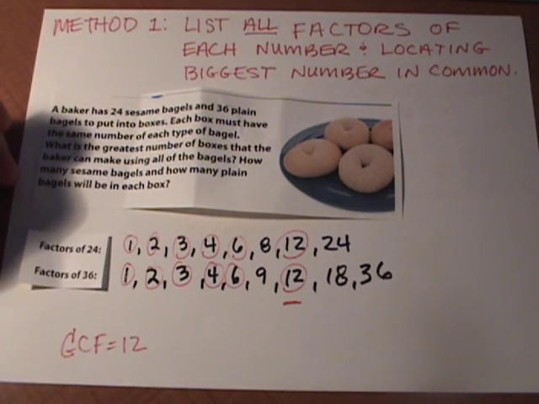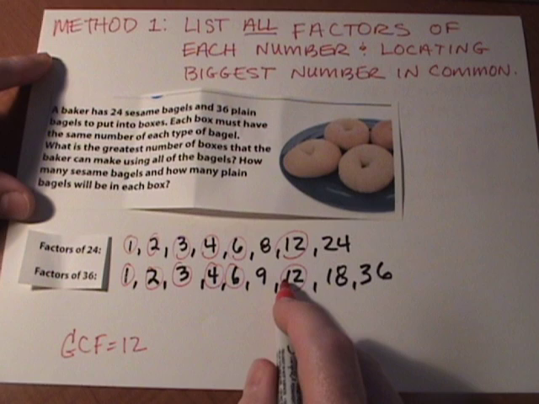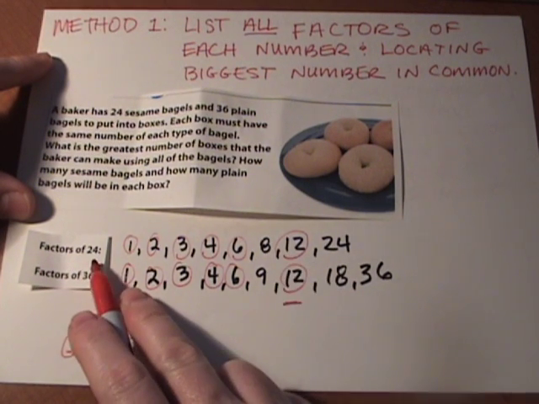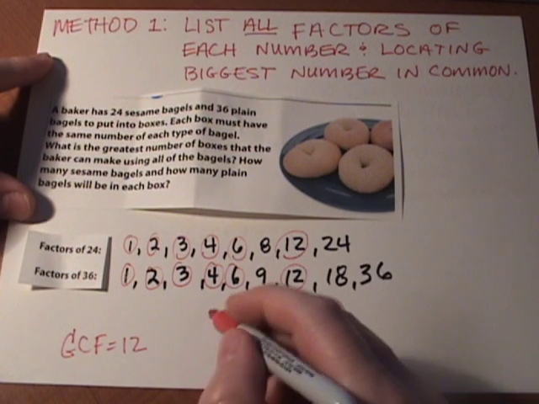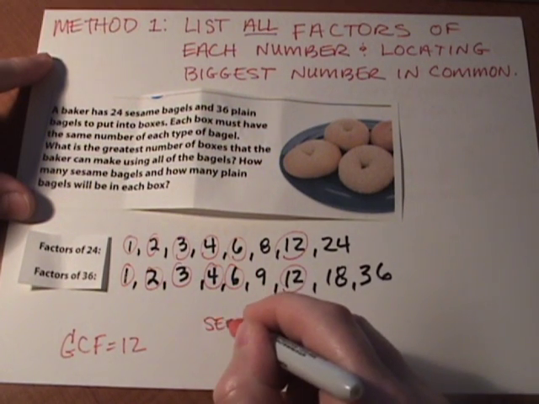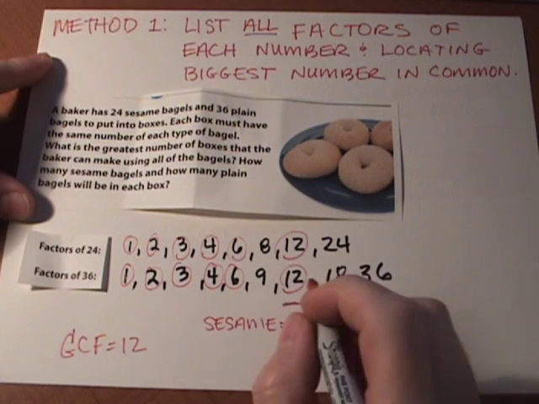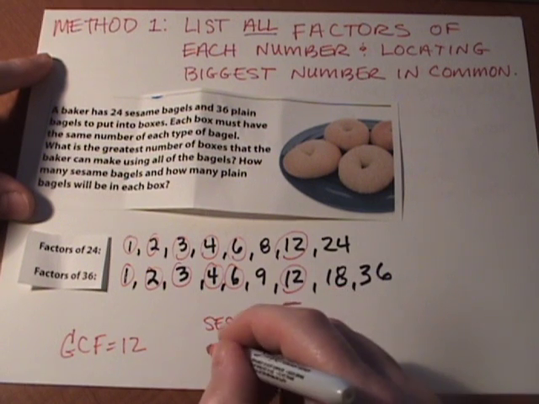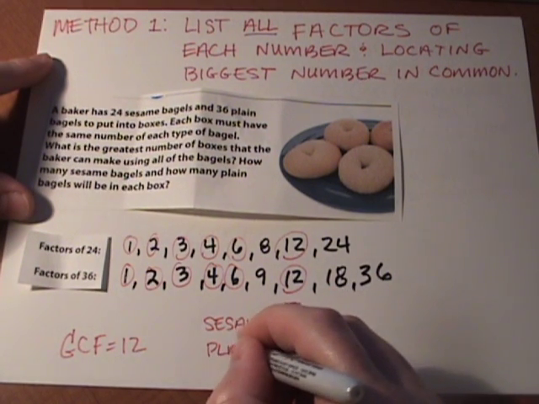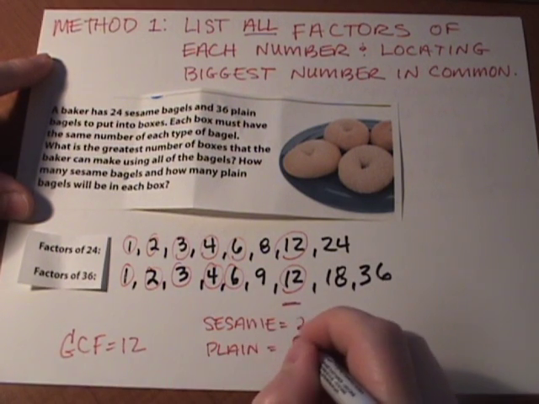But that's not all. The problem asks how many sesame bagels and how many plain bagels will be in each box. Well, in order to find this, if we're going to make 12 boxes, you just divide 24, the number of sesame bagels, by 12. Okay, so sesame equals whatever 24 divided by 12 is, which is 2. And then the plain is going to be whatever 36 divided by 12 is, which is 3.